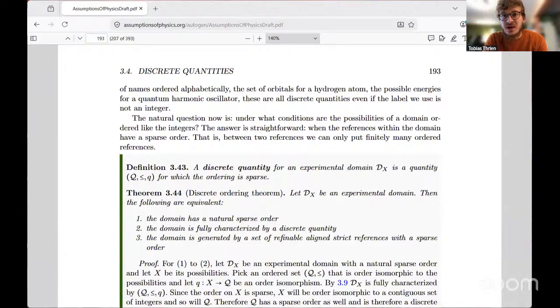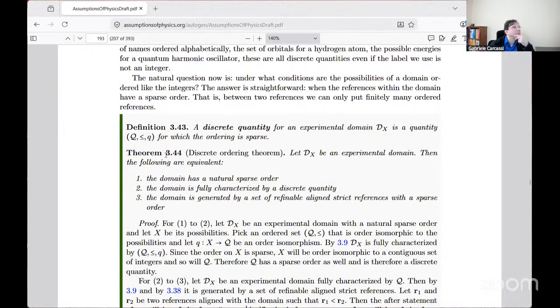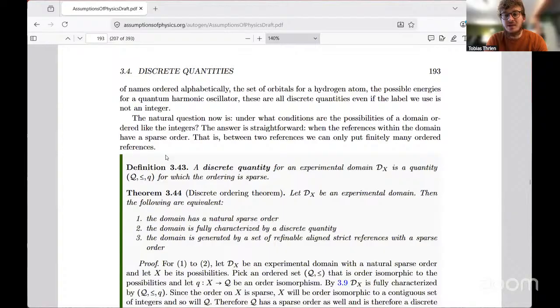The natural question now is, under what conditions are the probabilities of a domain ordered like integers? The answer is straightforward. When the references within the domain have a sparse order. That is, between two references, we can only put finitely many ordered references. Right. We just convert the abstract order thing we just talked about for numbers, and now we translate it into experimental domains.